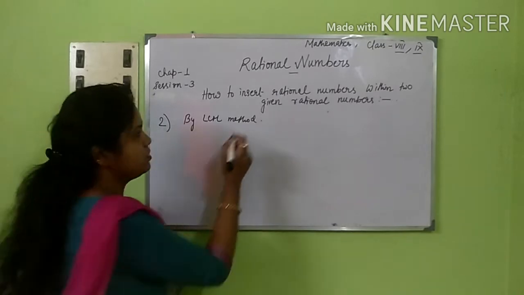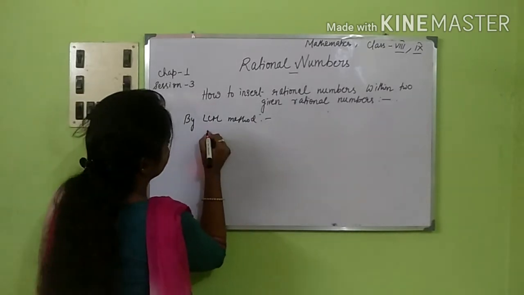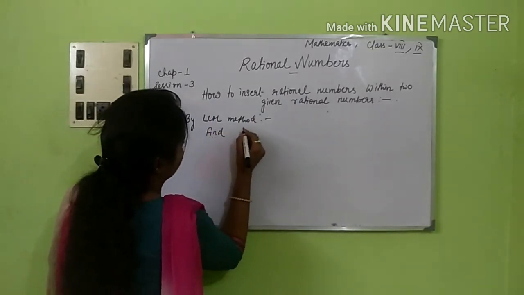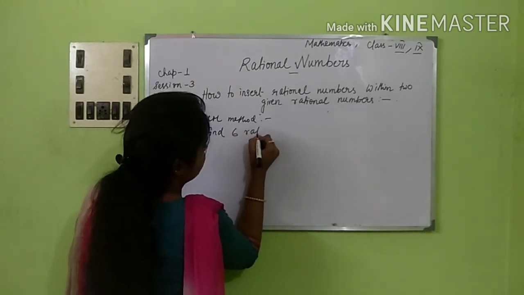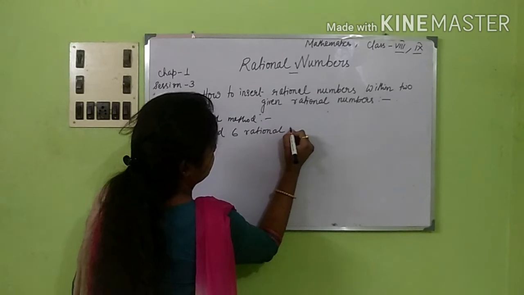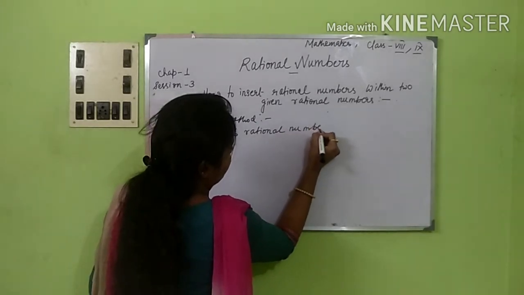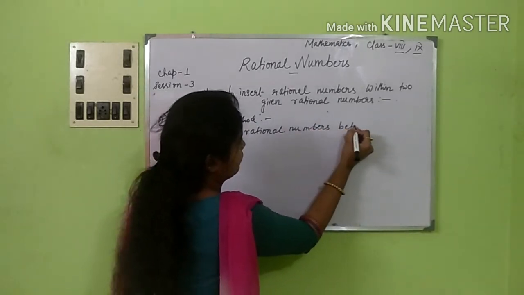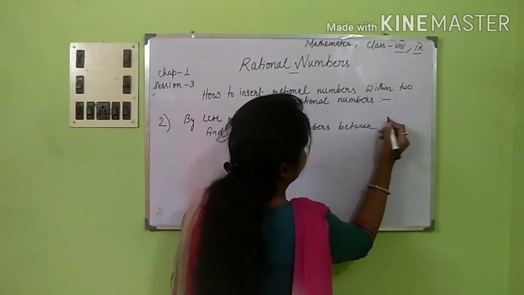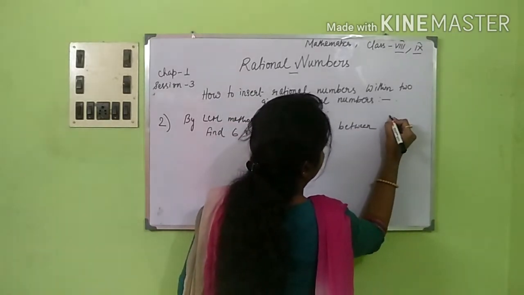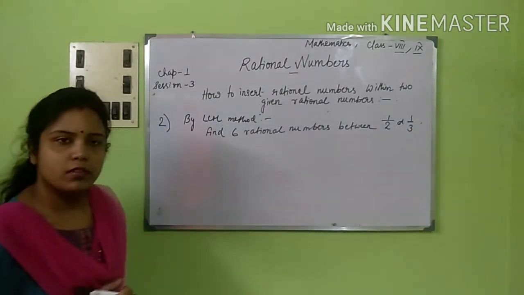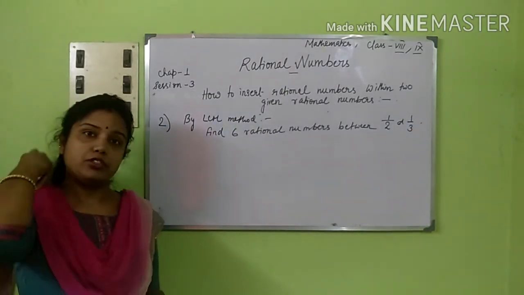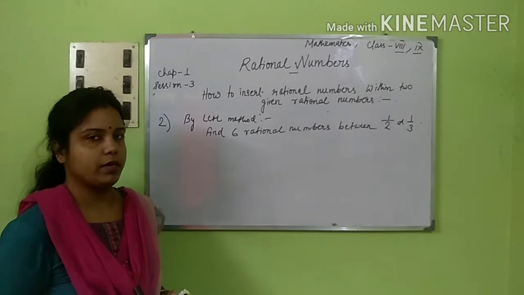Same question, suppose I'm going to find six rational numbers between 1/2 and 1/3. Okay, we have to find 6 rational numbers between 1/2 and 1/3.